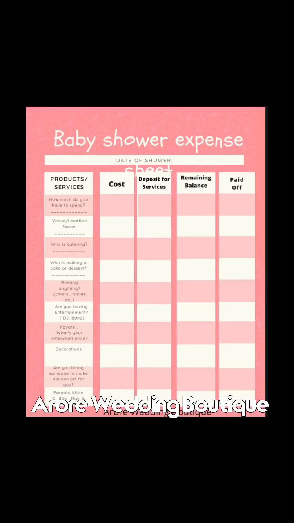And then, for the first column, you see cost. So you want to make sure that you get the cost that you were quoted. And always get who you spoke with. Next column, deposit for services. Do you have to leave a deposit? And if so, what is it? And what's the remaining balance for these products or services? And have you paid anything off? And you're just going to leave a check mark.